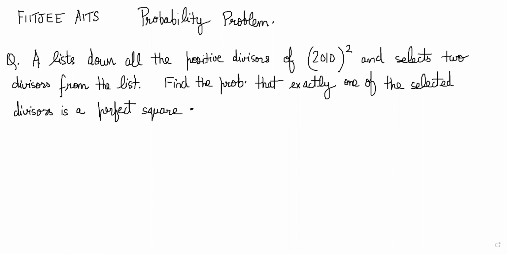A lists down all the positive divisors of 2010 square, and selects two divisors from the list. Find the probability that exactly one of the selected divisors is a perfect square.